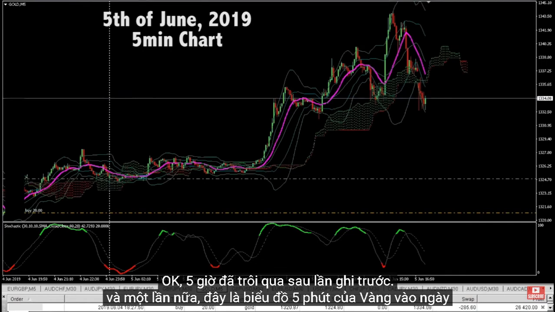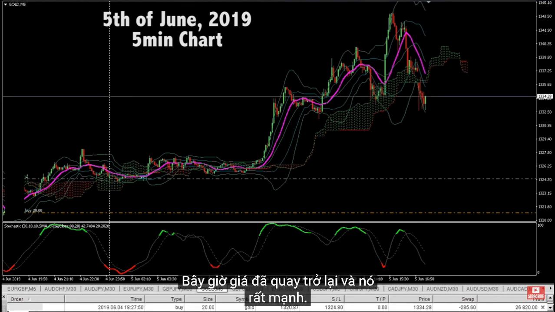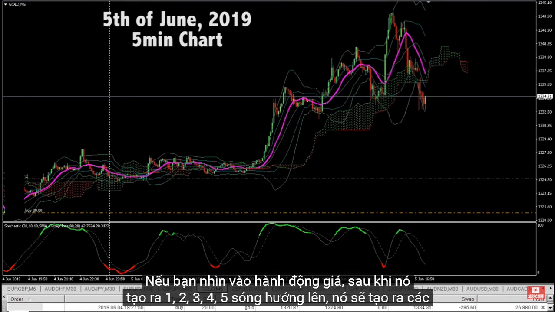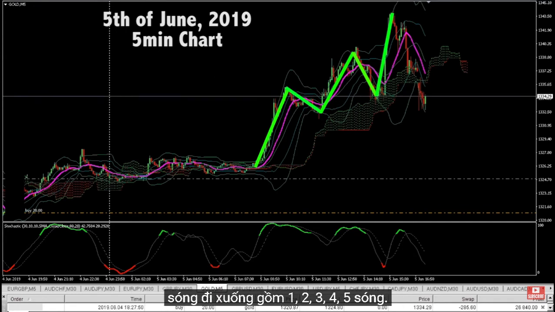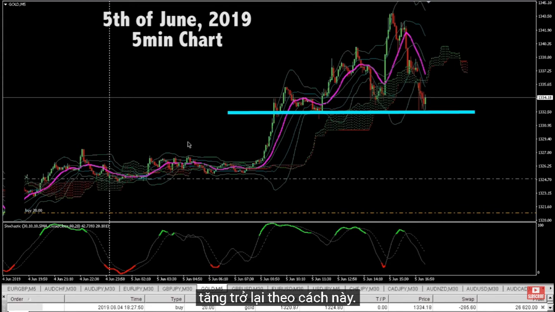Okay, 5 hours have passed after the previous recording, and again this is a 5-minute chart of gold on the 5th of June. Now the price came back downwards and it's strong. The volatility is pretty high today. If you look at the price action, after it made 1, 2, 3, 4, 5 waves upwards, it's creating downward waves of 1, 2, 3, 4, 5, and the price is near the recent lowest here. The price might be supported here and could come back up this way.